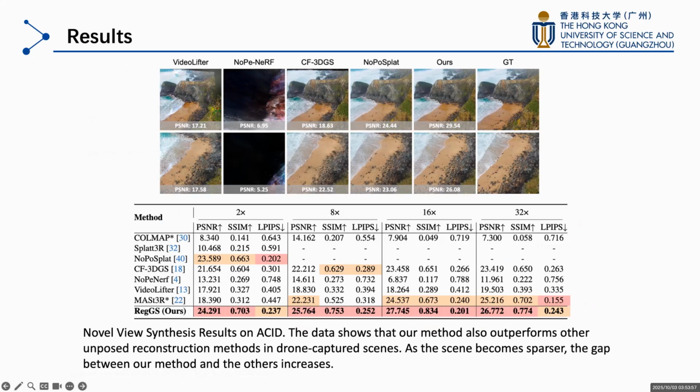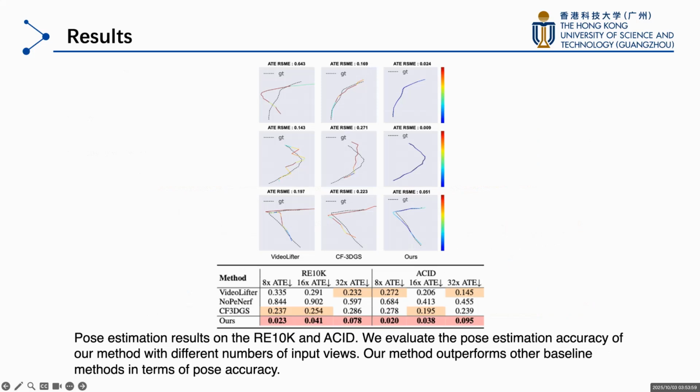We also evaluate pose estimation accuracy on both Re10K and ACID. Under different numbers of input views, our method again outperforms the baselines. This result is important, because even though we never use external camera poses, our method still learns more accurate relative geometry during the registration process. This directly benefits both reconstruction and rendering.